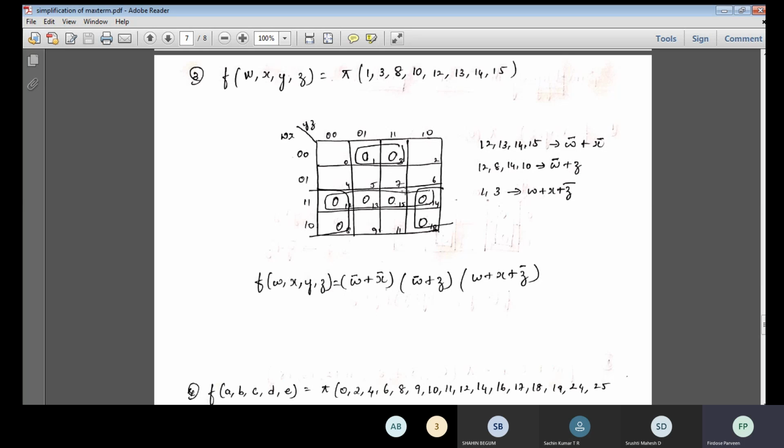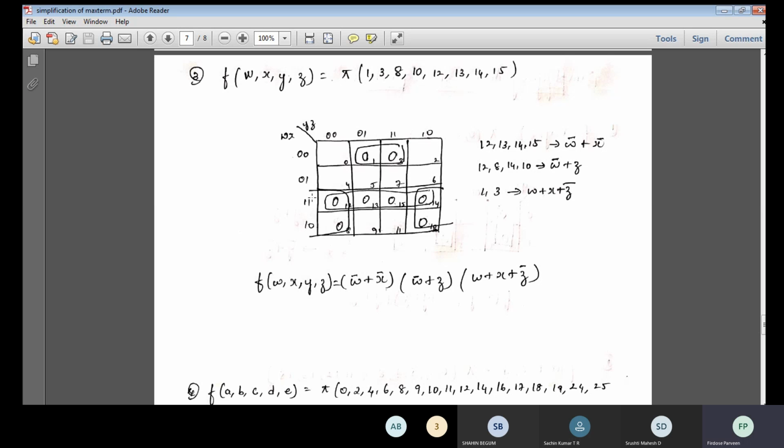When it becomes one group, for that corresponding row, what is it? W bar plus X bar, as it is max term. So 1 indicates the complemented variable with bar. So it is W bar plus X bar. As it is covering all the columns, I'll not be writing anything over here. So it is only W bar plus X bar.